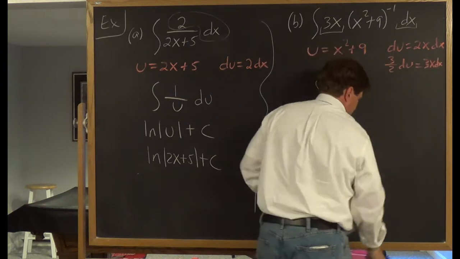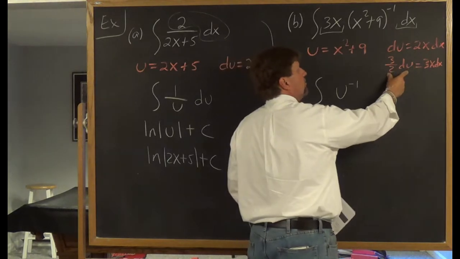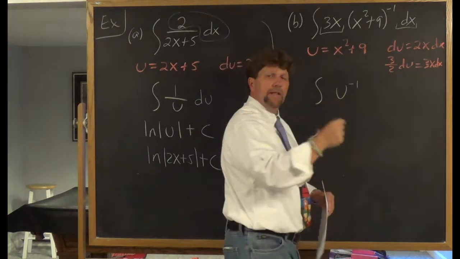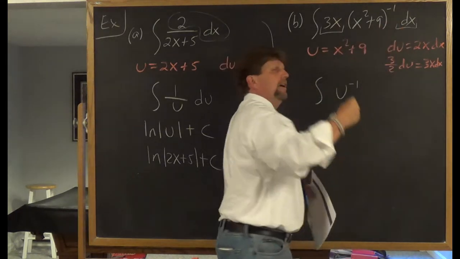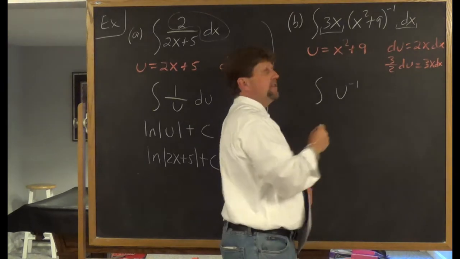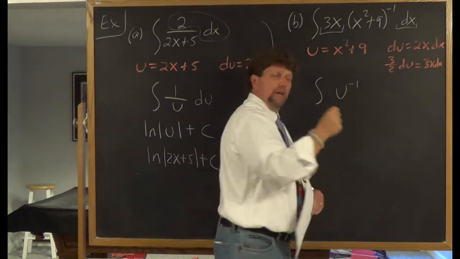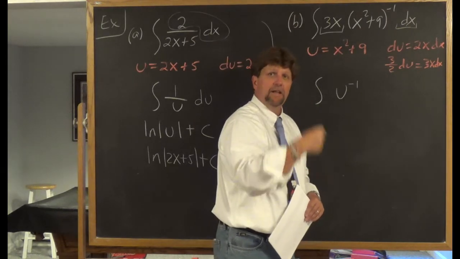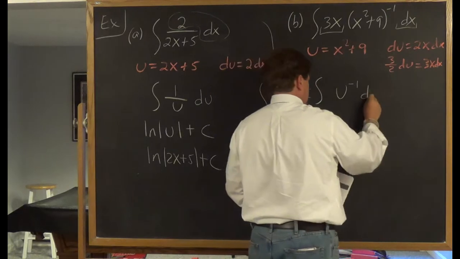3x dx. So you see, we're going to substitute 3/2 du. That's what's going to get substituted in for the 3x dx. So we toss in the 3/2 du. We're going to substitute in 3/2 du for 3x dx. And we immediately take the 3/2, since it's a constant, and rip it out front.